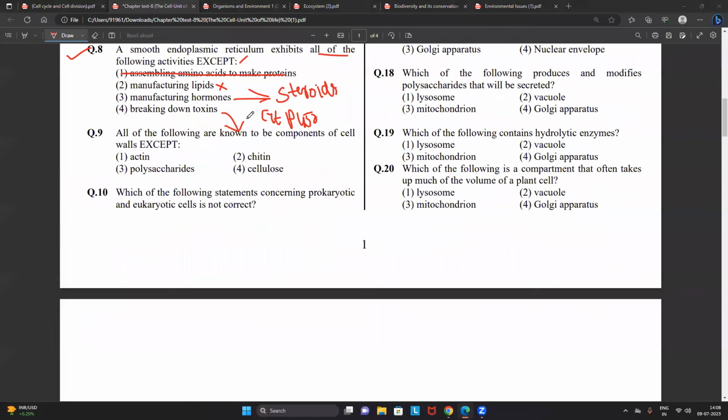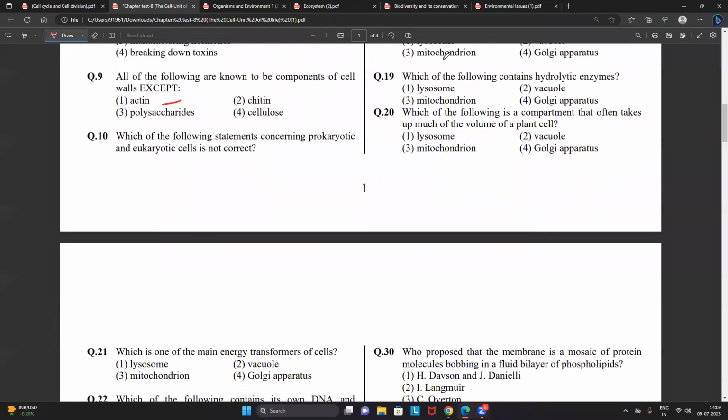Question number 9. All of the following are known as components of the cell wall except. Think and answer, do not get confused with that point. Obviously, chitin is present in the cell wall of a fungus, whereas cellulose and polysaccharides are present in the cell wall. What about actin, friends? Actin is actually present in the cytoskeleton. No need to get confused with that particular point. Easy to understand and easy to remember as well.